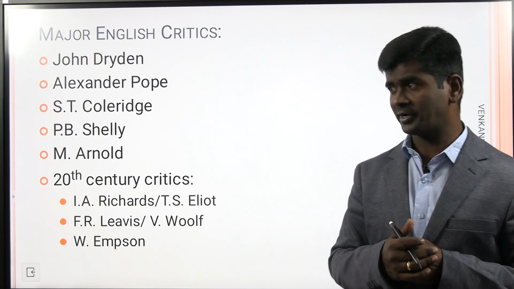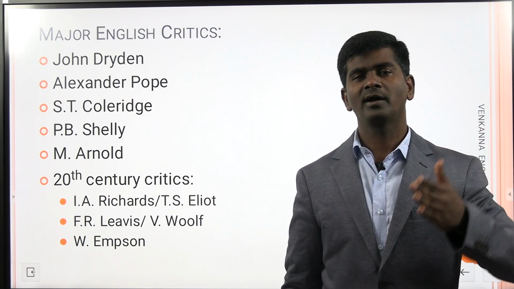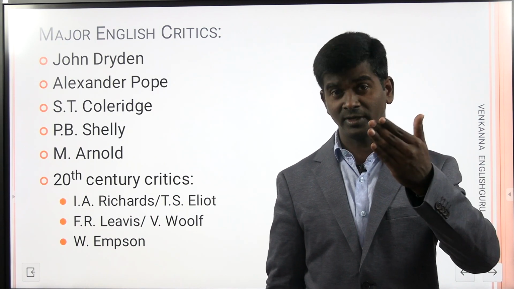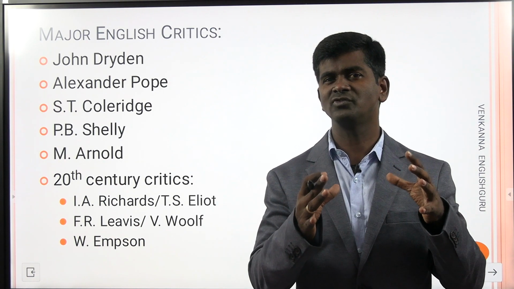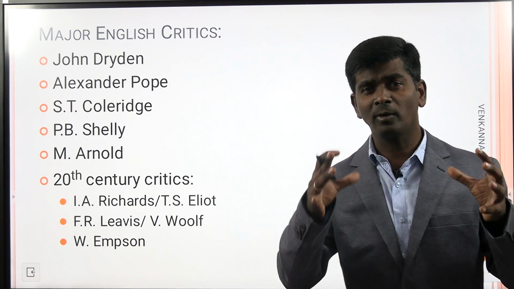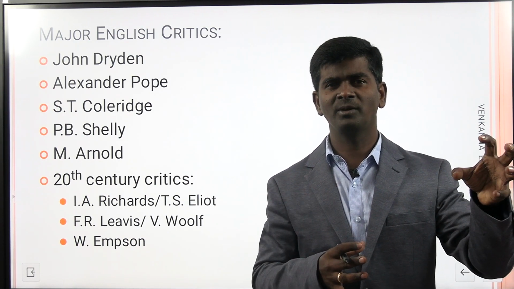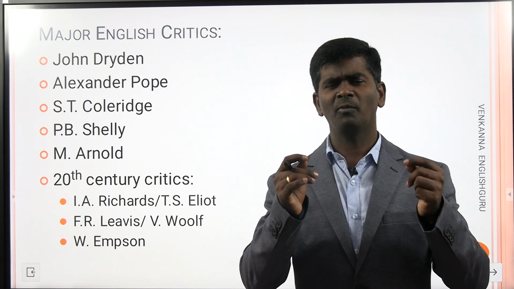Next, 20th century critics like I.A. Richards. The 20th century is considered to be the greatest age of criticism, my friends. The greatest age of poetry is the romantic period, the greatest age of the novel is the Victorian period, and the greatest age of criticism is the 20th century. Which means you need to read a lot of the 20th century, modern period and post-modern period, my friends, then definitely you will qualify the NET examination very easily.